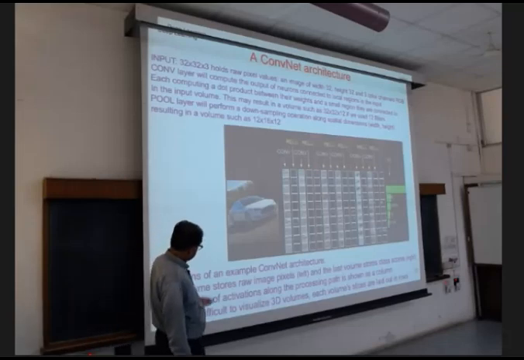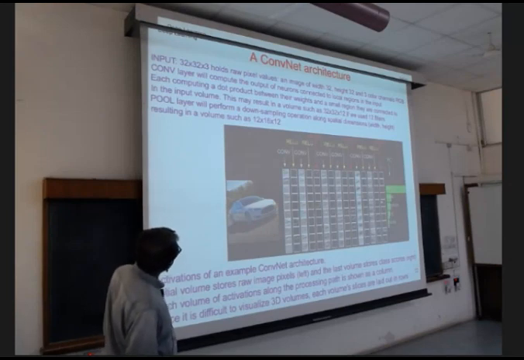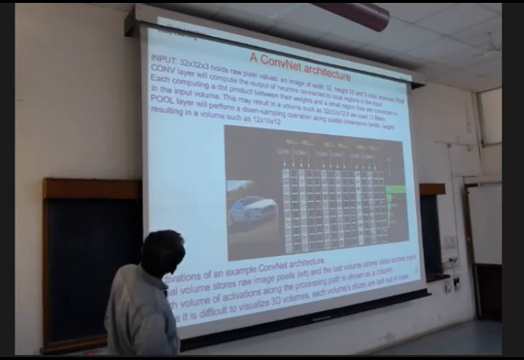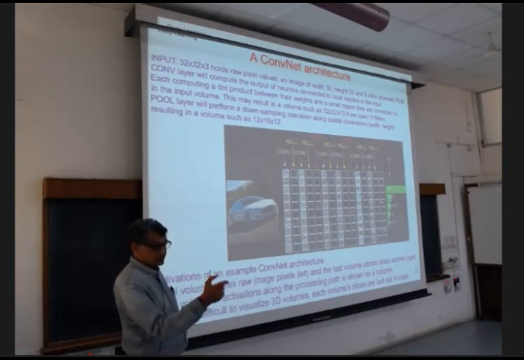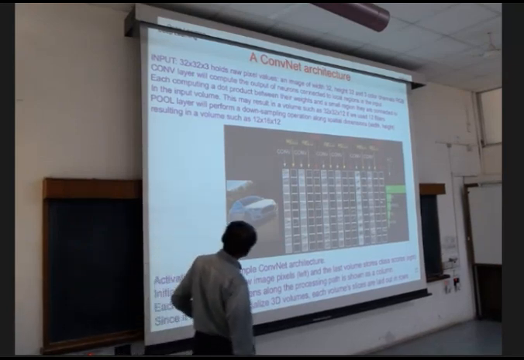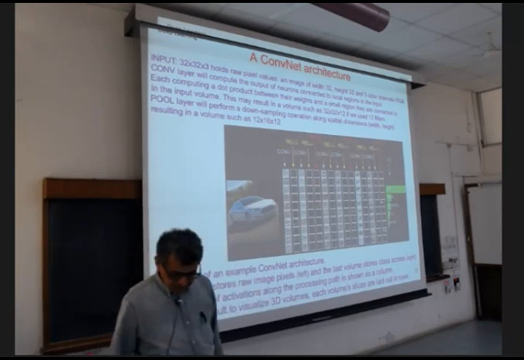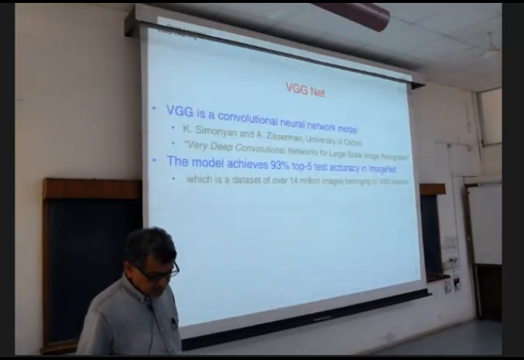And since it's a volume, okay, I think it explains what's going on. 32 by 32 by 3 for the raw pixel values: width 32, height 32, three color channels. The convolution layer computes the output of neurons connected to local regions. We are doing some dot products here, giving a volume such as 32 by 32 by 12 if you used 12 filters. 12 filters refers to the different kernel functions we are using. Different kernel functions are being brought into play here. And the pooling layer performs a downsampling operation. Anyway, it's an engineering feat to put all these ideas together.